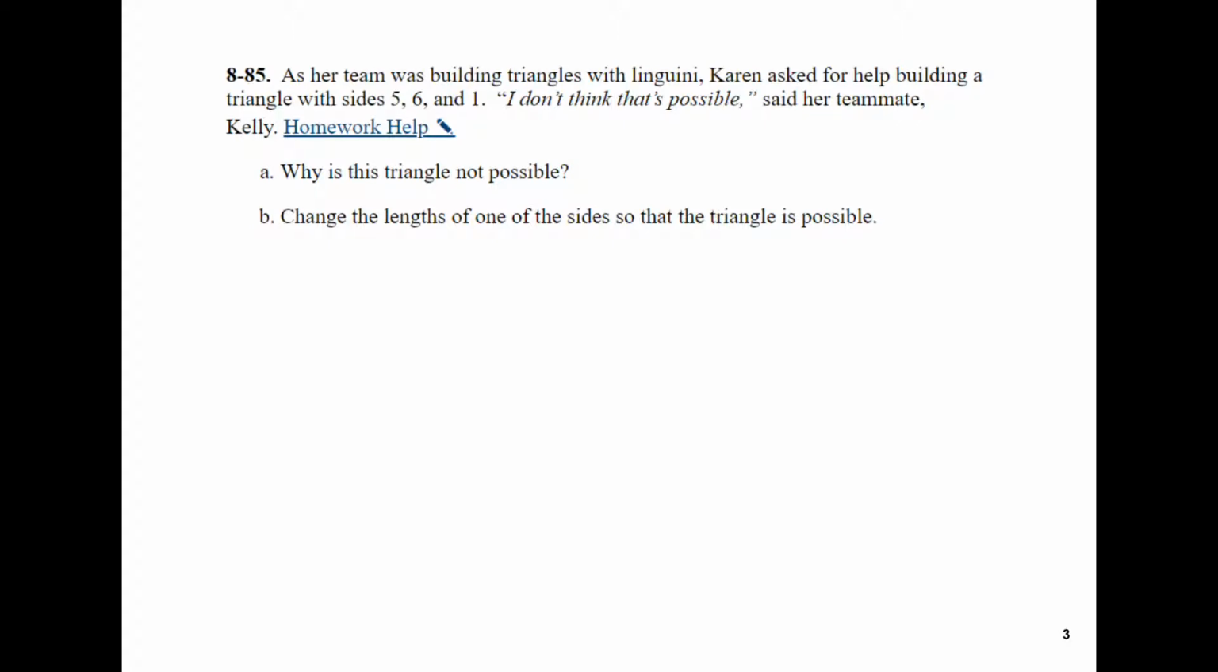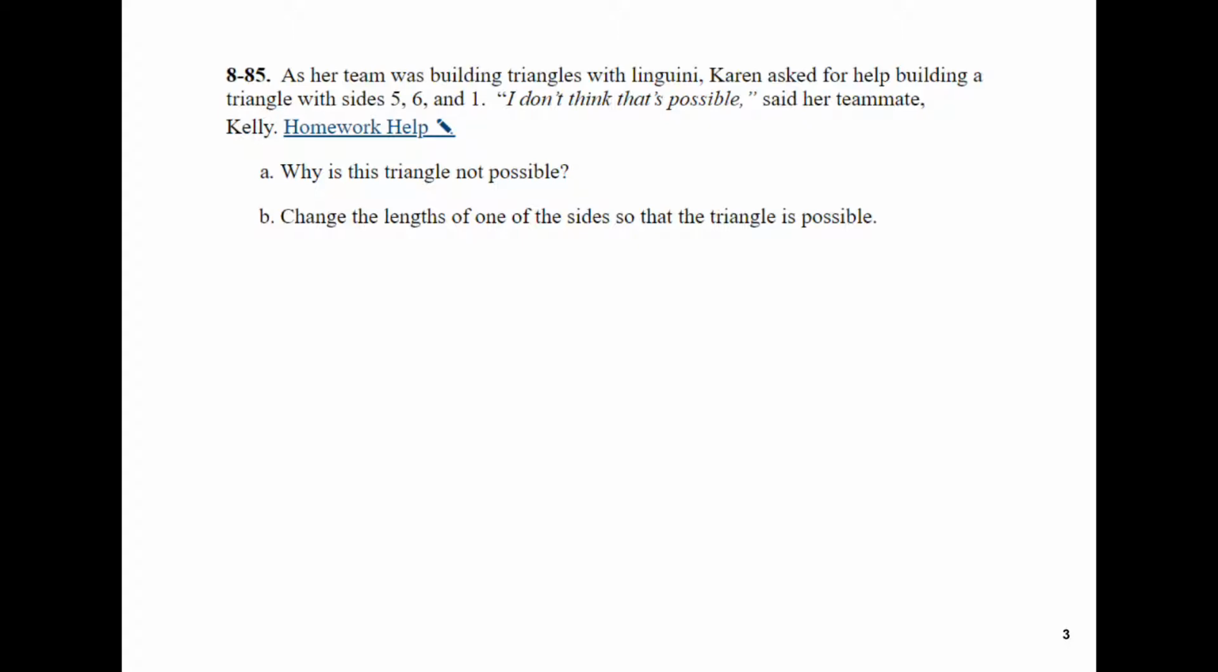8-85 says, as her team was building triangles with linguine, Karen asked for help building a triangle with sides 5, 6, and 1. I don't think that's possible, said her teammate Kelly. Why is this triangle not possible? Change the lengths of one of the sides so that the triangle is possible.